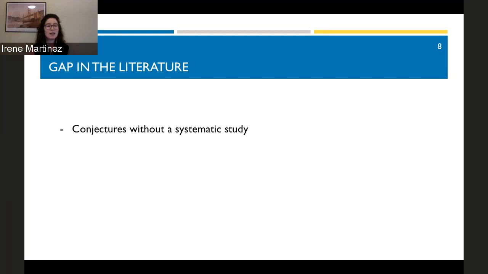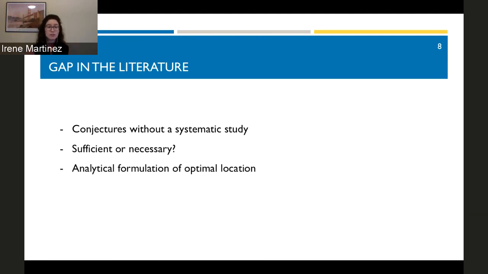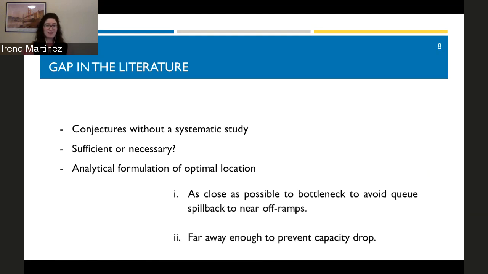These conjectures have all been made without any systematic study, and there is no discussion of whether this distance is either sufficient or necessary. Today I will present an analytical formulation to obtain this optimal distance. This optimal distance is based on the assumption that we need to put the control as close as possible to the bottleneck, but at the same time prevent the capacity drop.